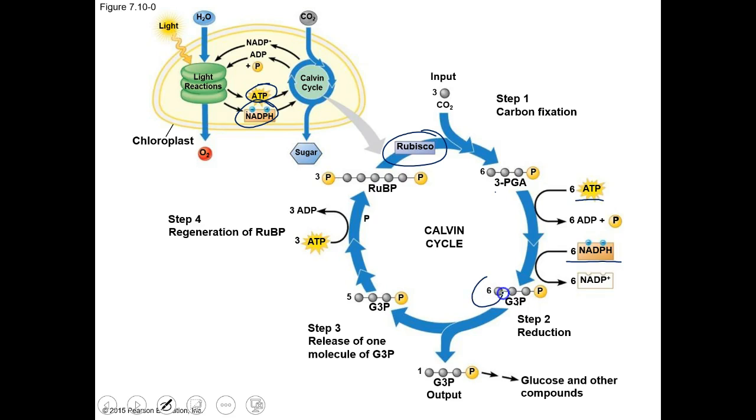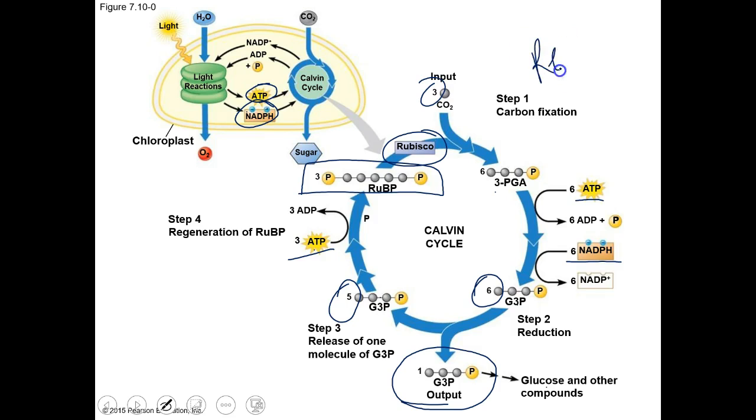The G3Ps, notice there's 6 of them that are made every time we put in 3 carbon dioxides, and we'll get one G3P as an output. That will eventually become glucose and other stuff. The other 5 go back in, are used with a little bit more ATP, and we form our starting thing called RuBP. And that is the super simplified general model for that. I don't typically tend to ask a whole lot other than about reactants and products.